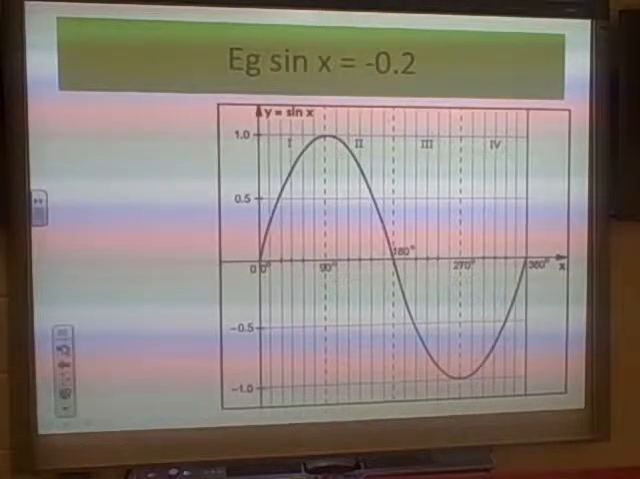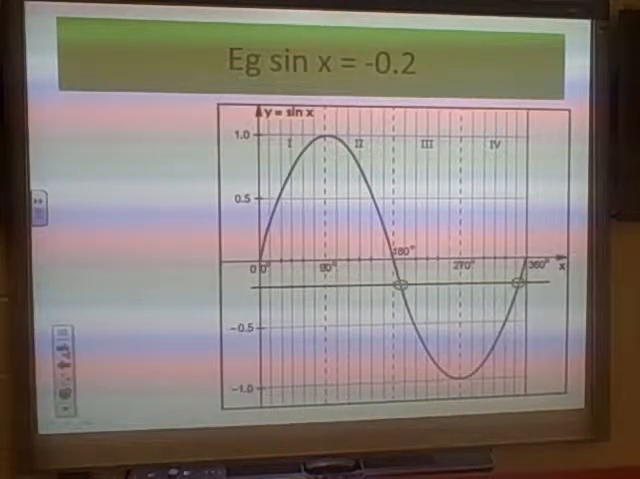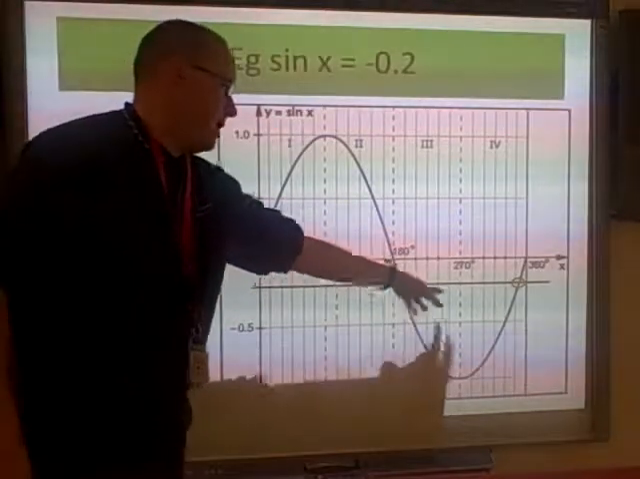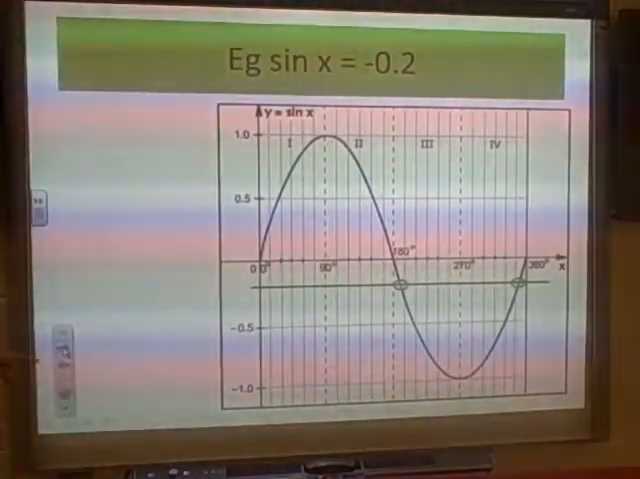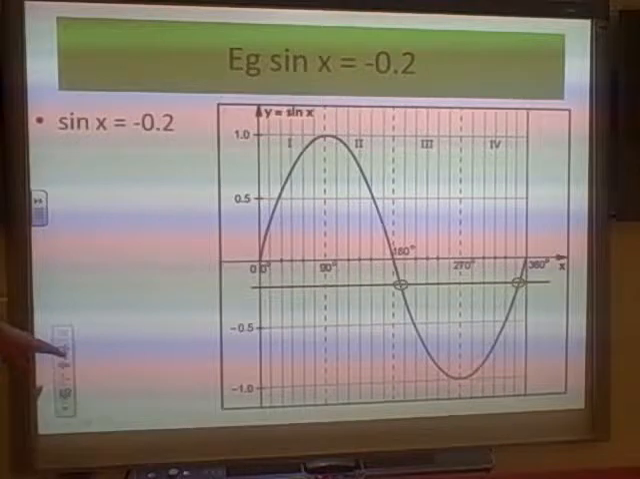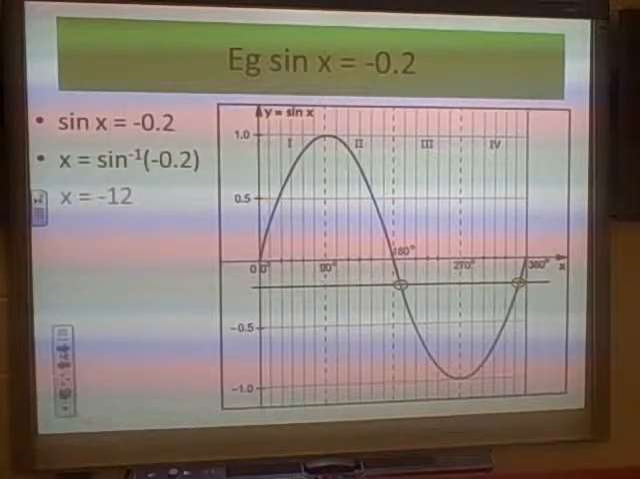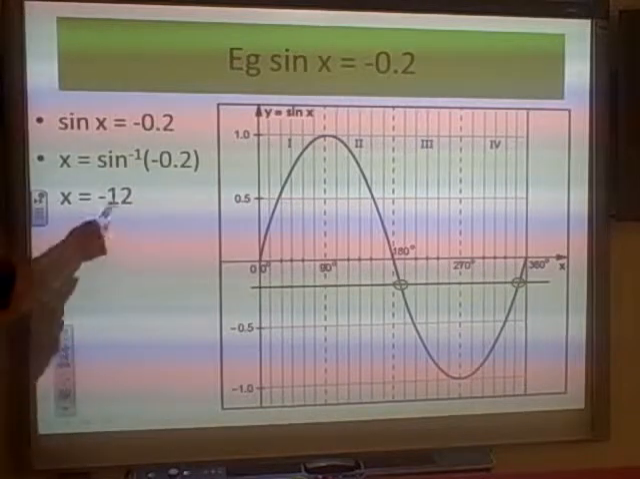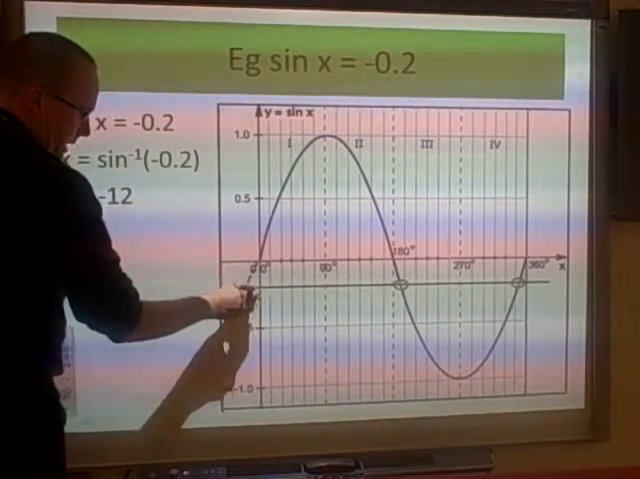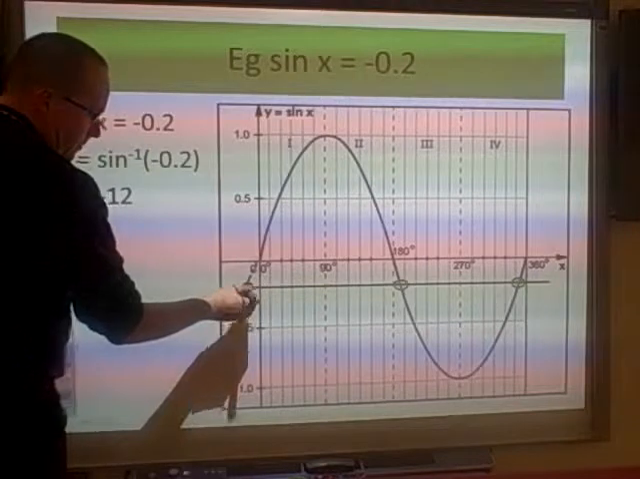If we do sine x equals negative 0.2, draw in negative 0.2. Two solutions, one slightly greater than 180, one slightly less than 360. Set up our equation, do inverse sine, and to the nearest degree we get negative 12, which is not useful for our question because it's outside 0 to 360. What it actually is, is this answer here.